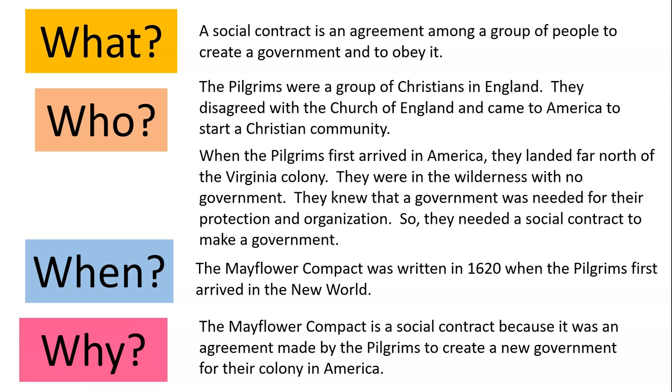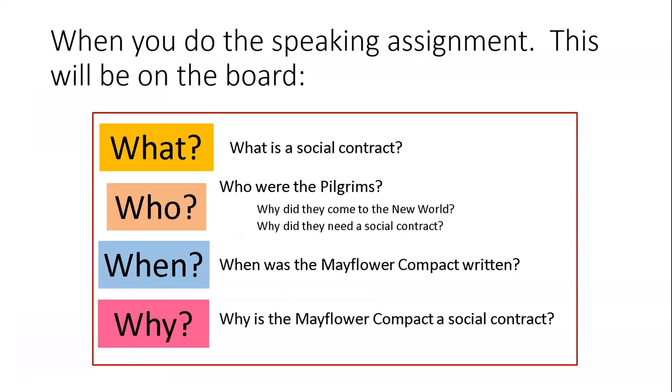All right, so this would be an example of giving the talk, but of course, when you do the speaking assignment, you're going to see these things on the board. You'll see these questions, this square right here, you'll see that on the board, and you'll be able to use those prompts to remind you of what you need to talk about. And that's all you need to do to talk about why the Mayflower Compact is a social contract.